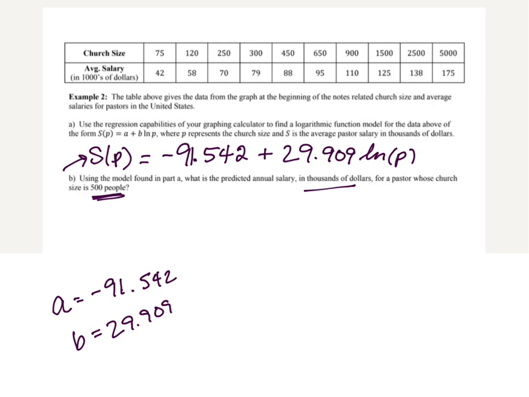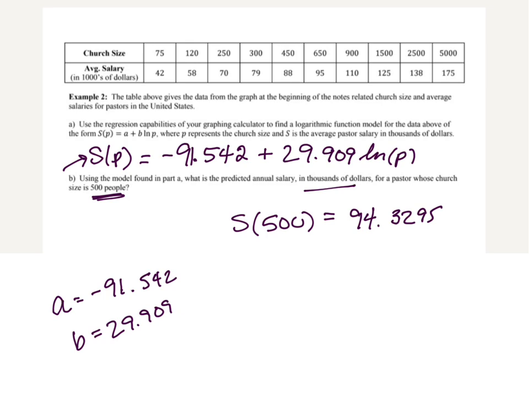We are looking for the salary for 500 people. So what are we finding? We're finding Y when X is 500. So we're looking for S of 500. This is why you had to put it in F1. So you click F1, or you do var, pick F1, and you're inputting 500. Inputting 500, and we get 94.329.